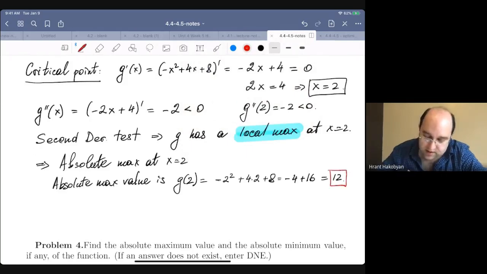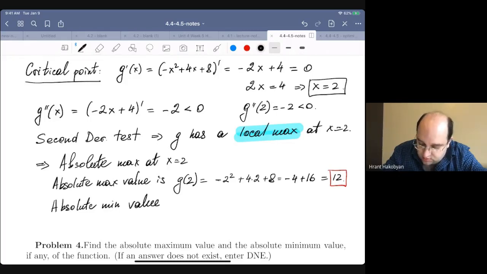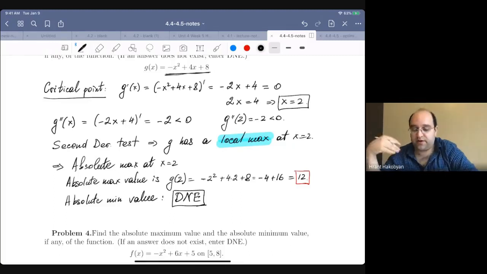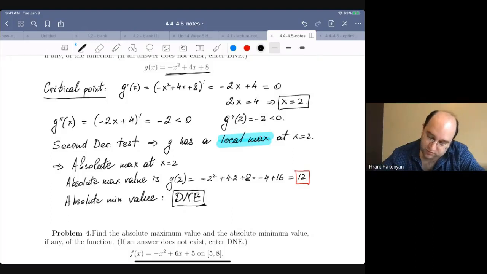Okay, so that's the absolute maximum value. And then the question is, what is the absolute minimum value? In this case there is just one and it's a maximum, so the minimum does not exist. So we had to find the critical points. There is just one, and then we have to compare the values at the critical points and find out where this is the biggest. Okay, so let's do the next problem.